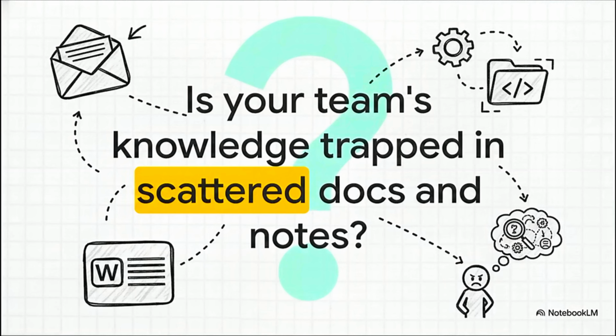Seriously, does this feel familiar? You're digging around for that one critical bit of info. Is it in an old email, a Word doc on some shared drive? Maybe it was in a pull request comment from like 6 months ago. It's just a super frustrating and inefficient way to work.